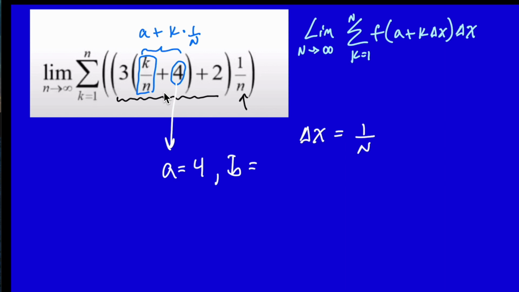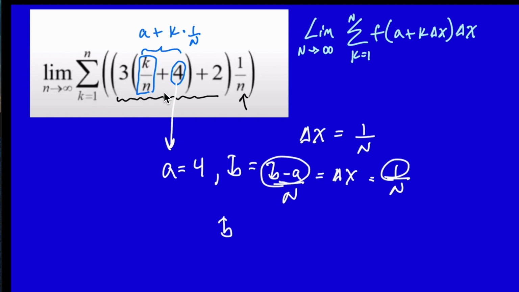Let's go ahead and do that. We know that b minus a over n is going to equal delta x, and in this case our delta x is 1 over n. We're going to pattern match the numerators, and say b minus a equals 1 in this problem. b minus 4 equals 1, therefore b equals 5. So we know our definite integral is going to go from a, which is 4, to b, which is 5.